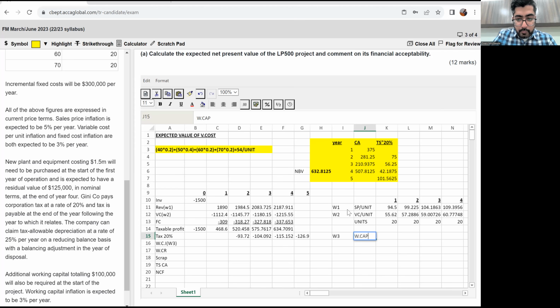So when you talk about working capital, 100,000 will be required at the start. Okay. So it is required at 0. Negative 100. Okay. That it needs to be increased by 3% per year. So this 100 is of year 1, right? That's why it's installed at year 1 start. So we put it in year 0. Then 3% increase. So K15 asterisk 1.03, 103.